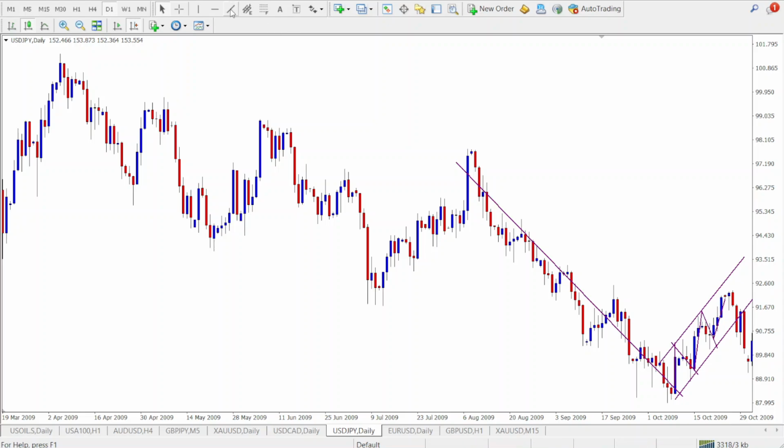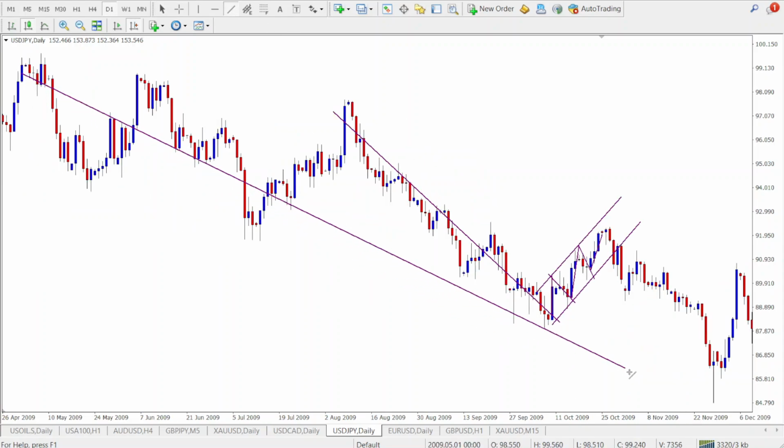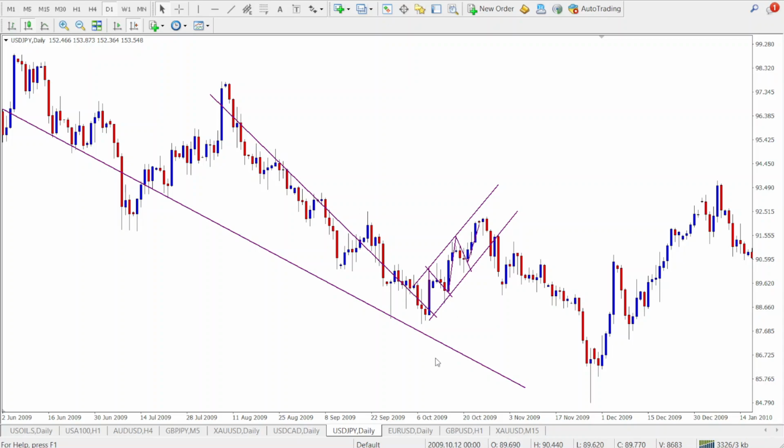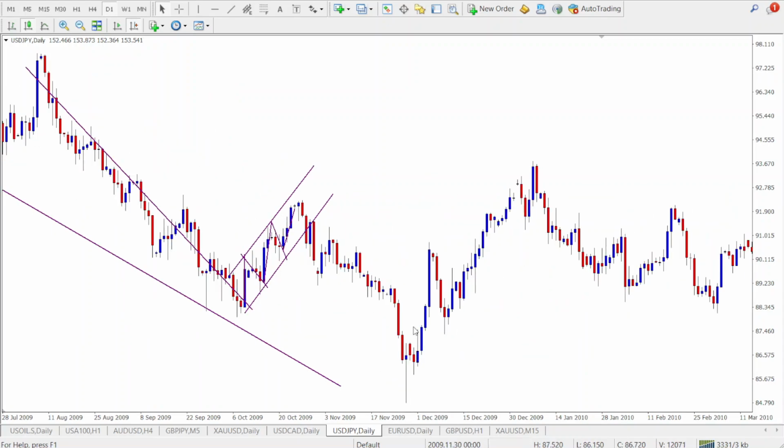So the flagpole is in the direction of the trend while the flag itself is against the trend. You can see that this is a downtrend, right? This is a downtrend, and you can see that this pattern shows that there is a continuation because you can see the breakout eventually happened in the direction of the trend. Now the breakout from the flag is what traders look for to enter a trade and ride the next move.